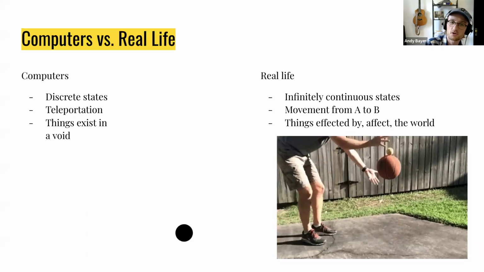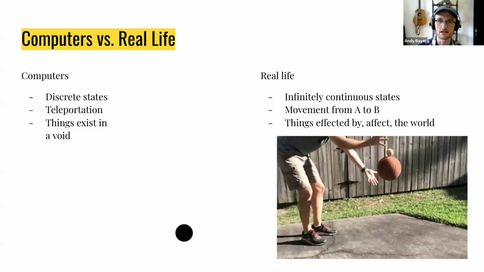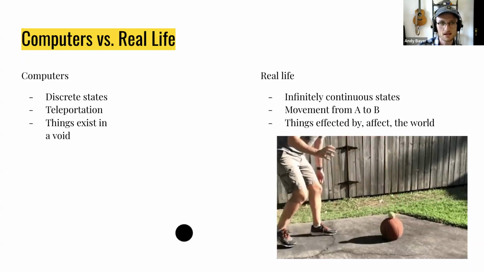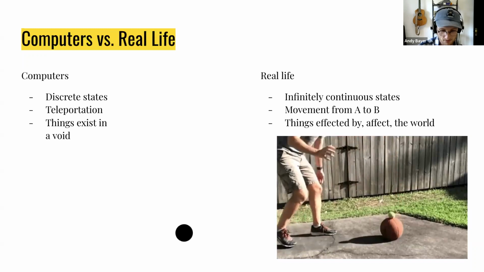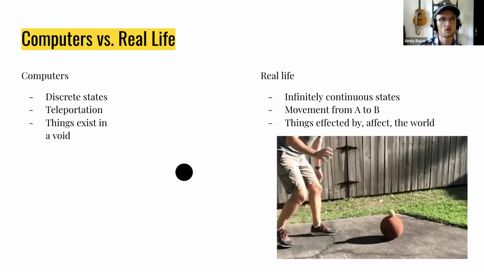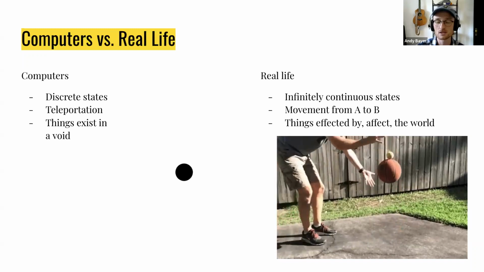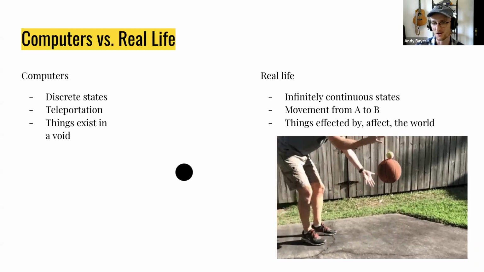In computers, you can have things teleport. They just immediately go from point A to point B, but in real life, they have that nuanced movement. And in computers, things exist in a void, right? This is an important aspect which comes up a lot, which is anytime we want to create an effect in a computer, we have to manually add it. Whereas in real life, those things just happen based on the laws of nature, right?